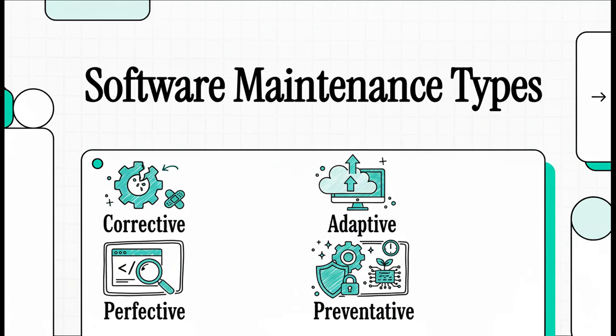All right, let's talk about something that, unless you're an engineer, can be a real head-scratcher. Software maintenance. I mean, we get maintenance for our cars, right? Things rust, parts wear out. But software, it's just code. It doesn't have moving parts, so what gives? Why are we constantly maintaining it?